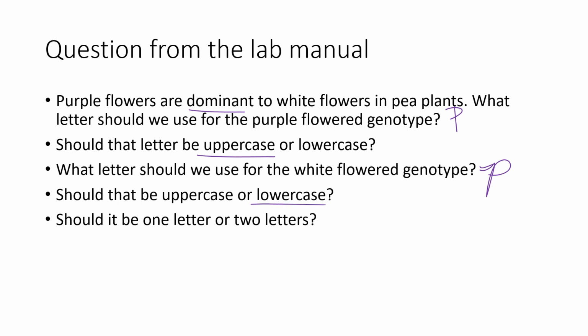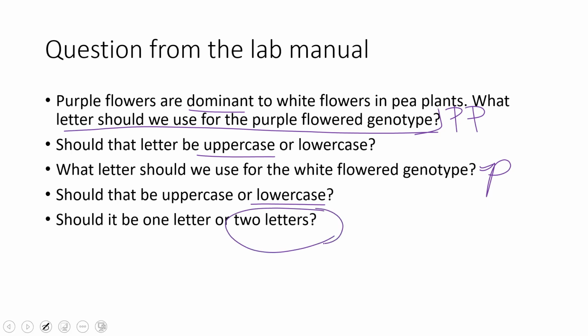Should it be one letter or two letters? This is where we're going to come back up here to this question. They had asked us for the genotype, and the genotype is the actual genetic makeup of the plant. Since plants have two copies of each allele, they need to have a second letter in there. Now, anytime Mendel did things, he did things with true breeding plants, which means we really should have two uppercase P's to answer that question. So anytime we ask for a genotype, there really should be two letters there.